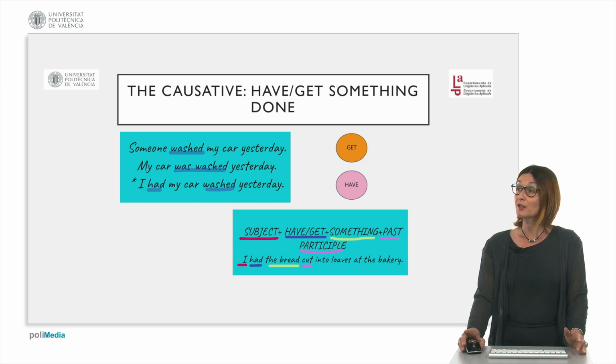We need a subject, okay, I. We need the verb have or get. Then it's followed by the object that is going to receive the action. And then we have the past participle. Remember that the past participle is the verb in the third column in the verb list. So you can say something like, I had the bread cut into loaves at the bakery. So it's really not important who cut the bread, but the important thing that you want to express is that somebody did something for you.